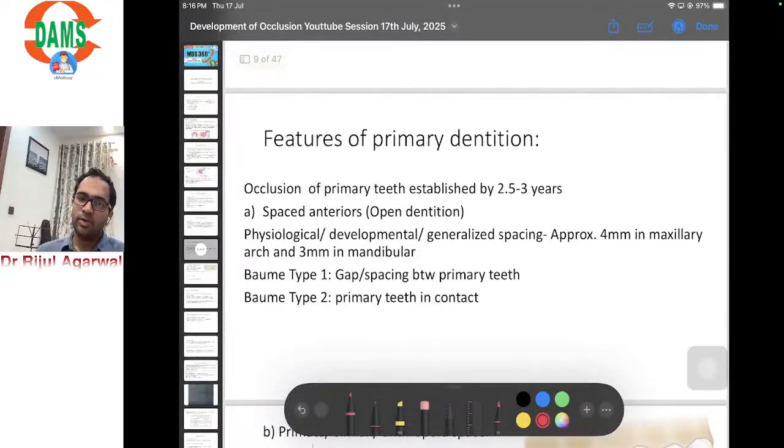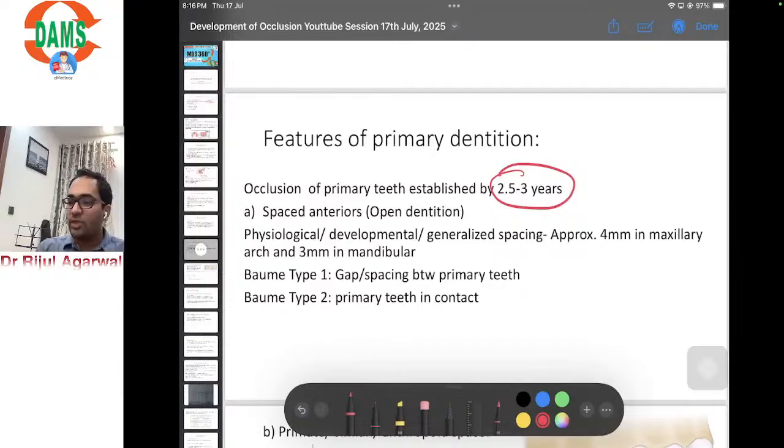So what are the features of primary dentition? The occlusion of primary teeth is established by 2.5 to 3 years of age, another numerical value. So the teeth start erupting from 6 months, beginning with the incisors, but the occlusion, that is the maximum intercuspation, comes by the age of 2.5 to 3 years of age.